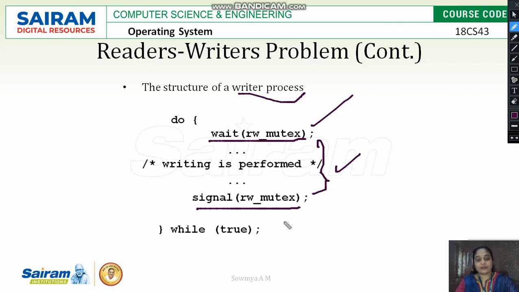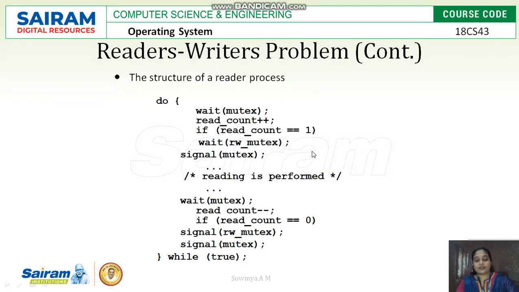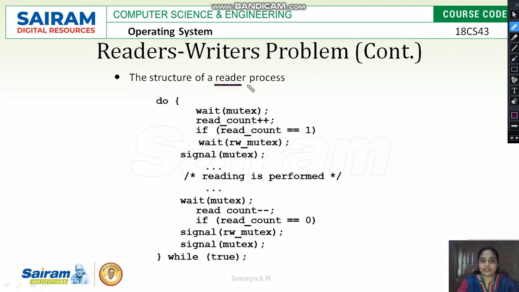So we'll see how the read function will work. As I told, there may be multiple readers allowed in the read process. The read process will take wait on mutex, so it will wait for the mutex value, and for every wait function called, the read count is incremented. So the process is keeping track of the number of processes reading the same file.